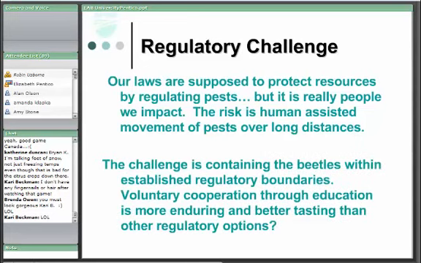So to contain that beetle within a regulated area, we find that voluntary cooperation through education is much more enduring and leaves a better taste in people's mouths than someone with a badge telling you this is the way you need to operate. So our first priority is always outreach and education, to try and help people understand and hope that they will follow the rules and the regulations voluntarily.